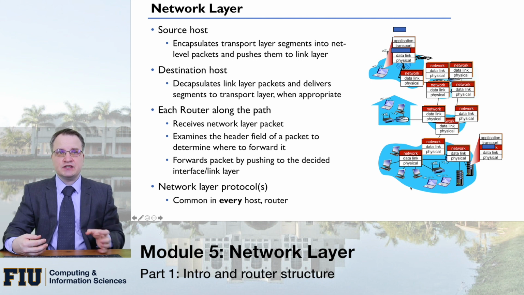In addition to that, each router can be considered a kind of intermediary destination. It also receives the packet and decapsulates it, but instead of delivering to the transport layer, it simply makes a decision where to forward. We're going to talk more extensively about how exactly this forwarding process works.